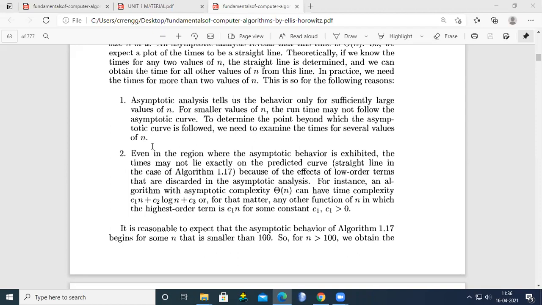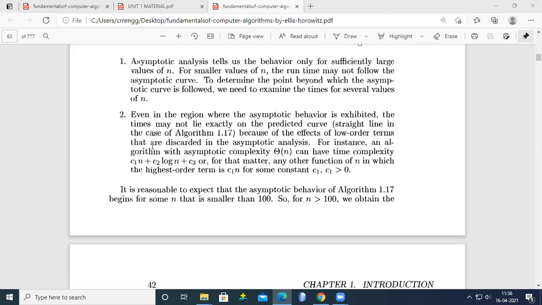We need to examine the times for several values of n. Suppose we take n equal to 10; in the next case you can take n equal to 16, next 32, and so on. You can find the time required for different sizes of n, and see where the asymptotic behavior is exhibited.